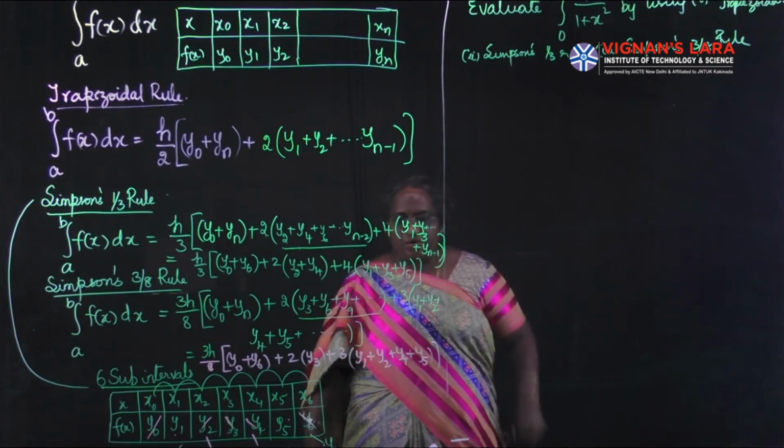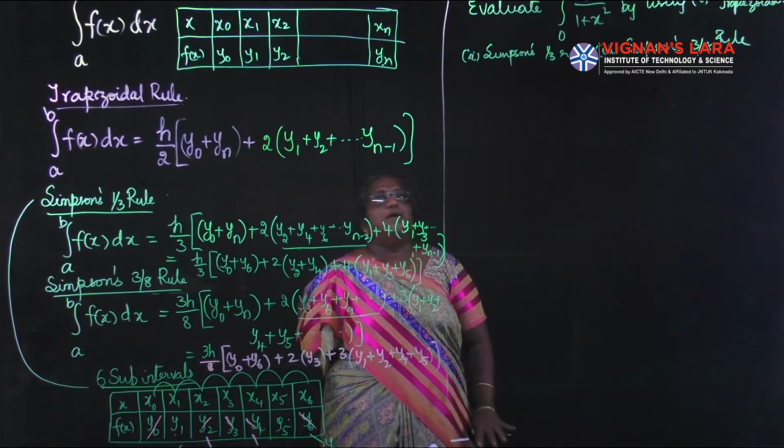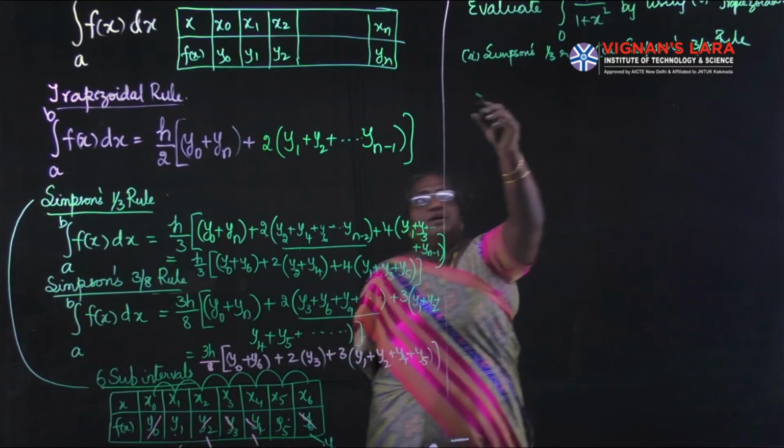That is why I told you what is the common subinterval for trapezoidal, Simpson's 1/3 and Simpson's 3/8. Number of subintervals is 6. So now here we have to divide. See the solution.